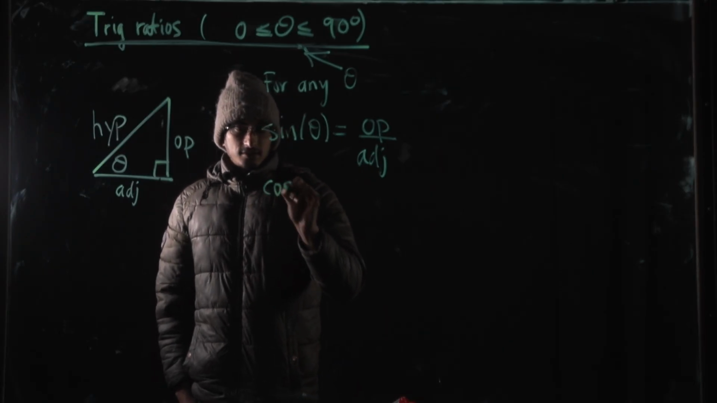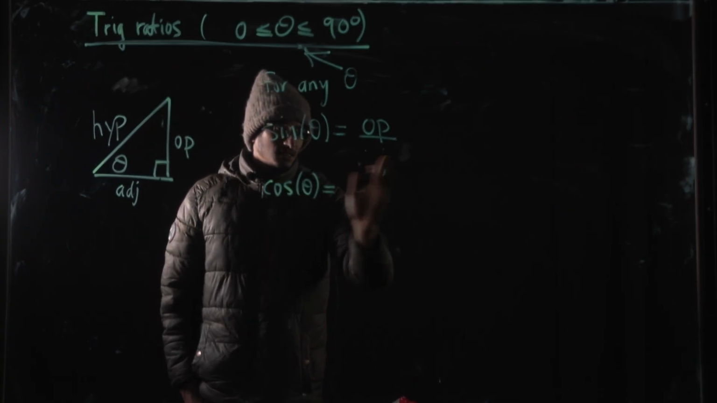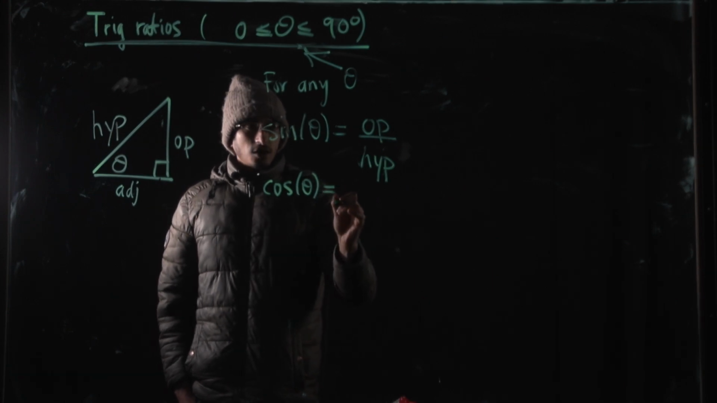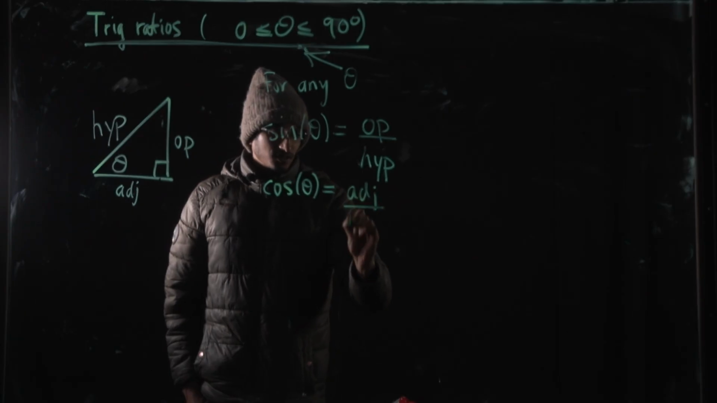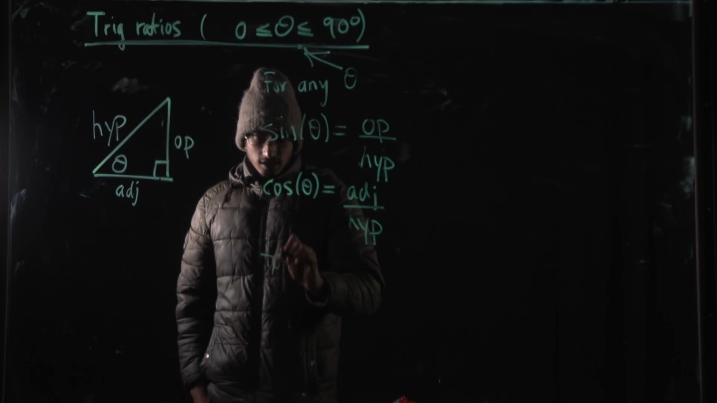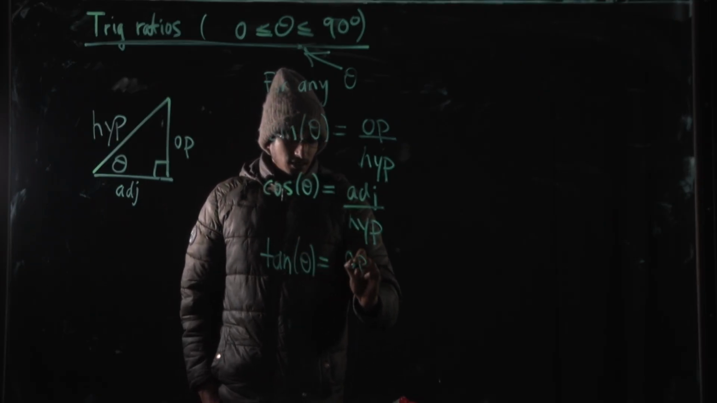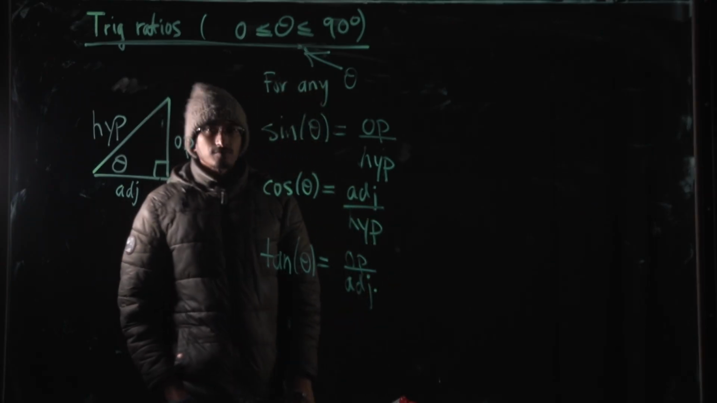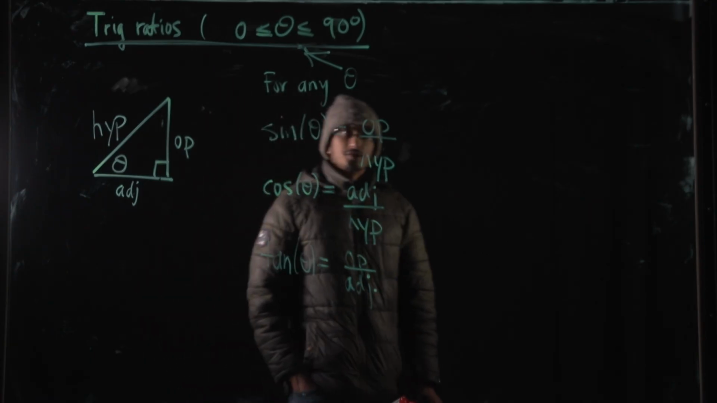The cosine of theta is the, I meant to write down the hypotenuse over here, not the adjacent side. Cosine of theta is the adjacent side over the hypotenuse. And the tangent of theta is the opposite side over the adjacent side. Great. Let's look at a few important examples.